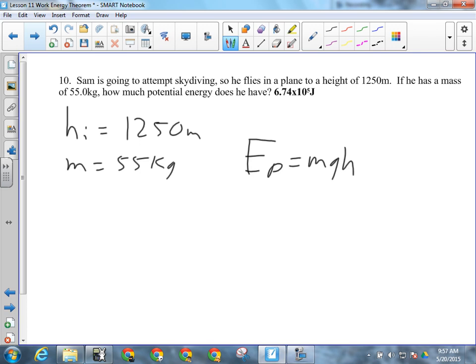What's the formula for potential energy? This didn't ask about work in any way, did it? Never gave us force, never gave us distance, just asked about potential energy, period. All right, so EP equals m times g times h. 55 times 9.81 times 1,250. Okay, now that's going to give us 674, and then there's a few other numbers, but I rounded it off because there were so many.